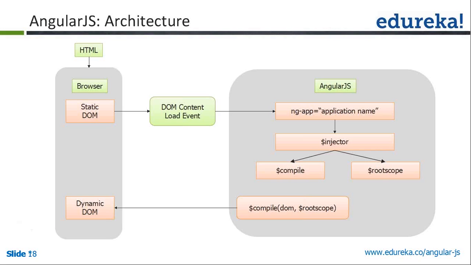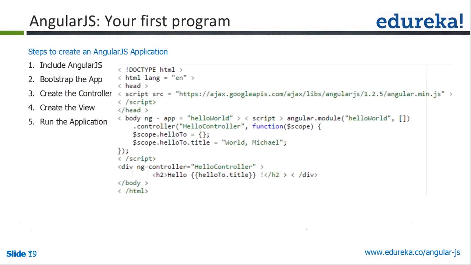So this compiler takes your scope objects and root scope objects, adds them to your DOM, and makes it dynamic. That's why you can do ng-click, ng-mouseover, everything. So it is converting your static DOM into dynamic. Okay. How to write a basic program in AngularJS?